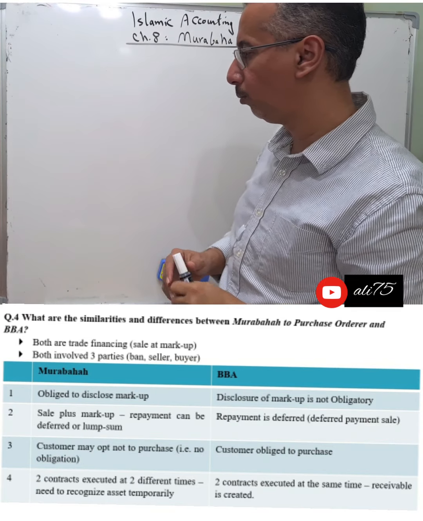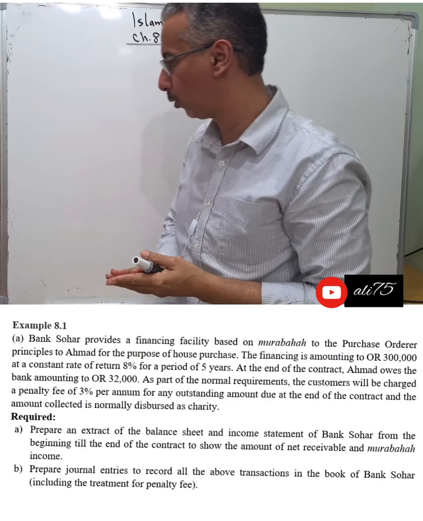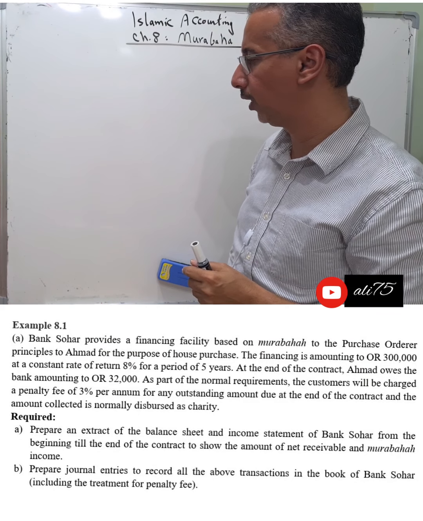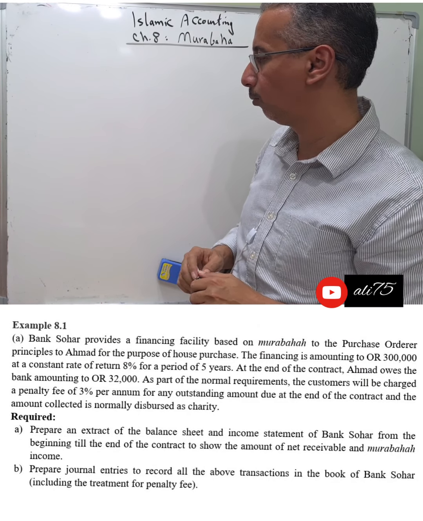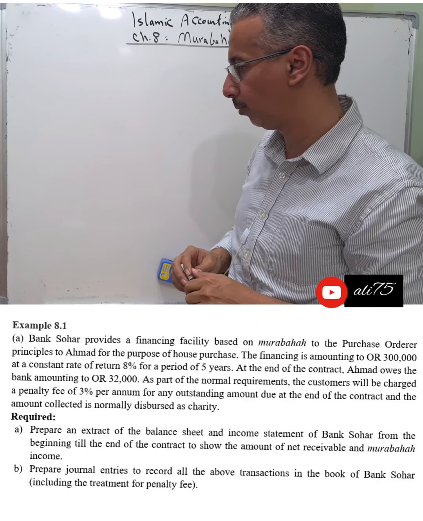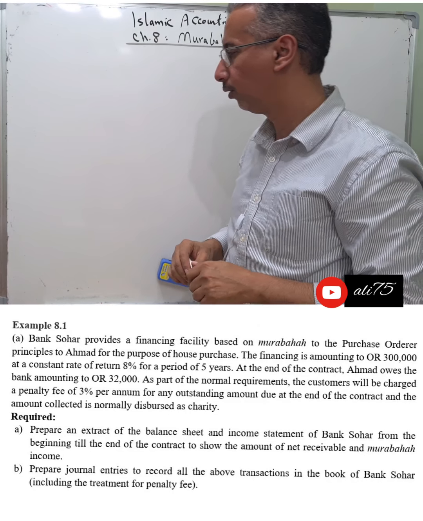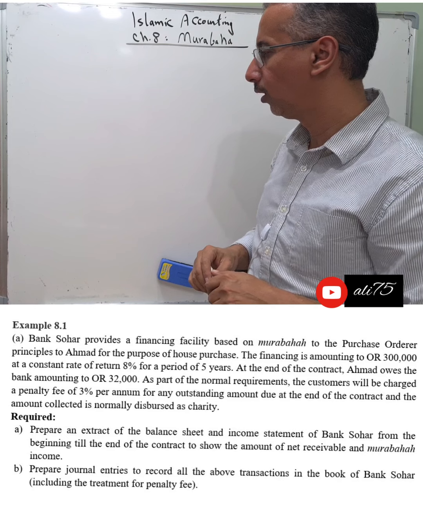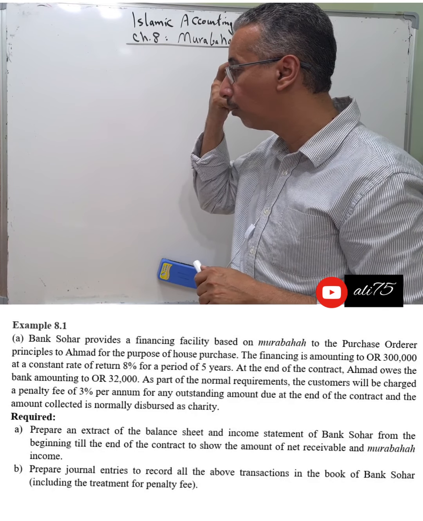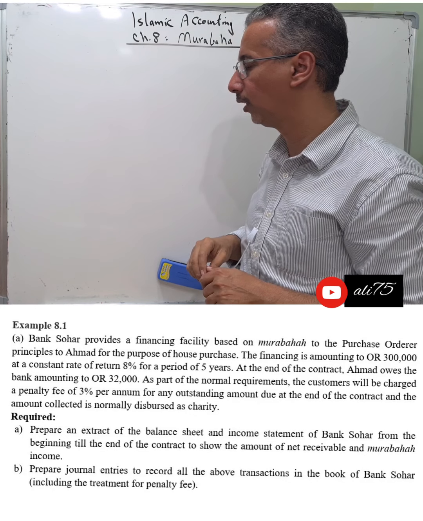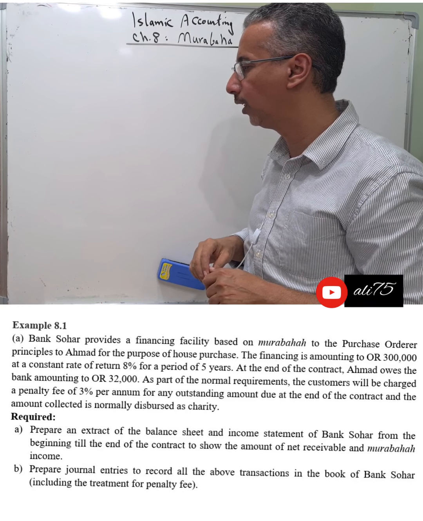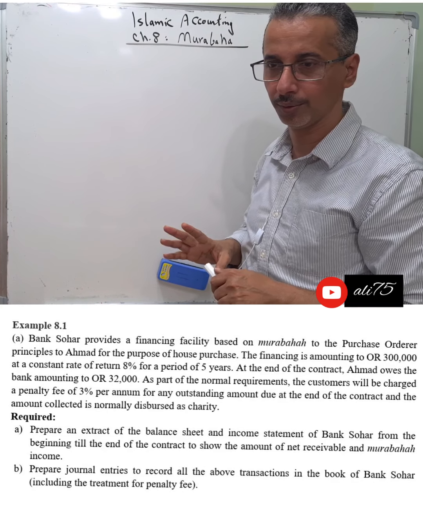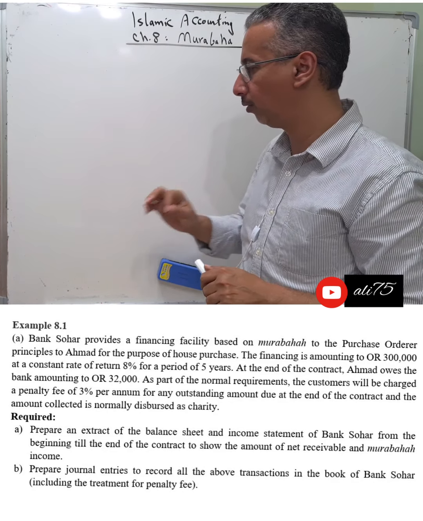Going to example number 1. Bank Suhar provides a finance facility based on Murabaha to the purchase order principal to Ahmed for purchasing a house. The financing amount is 300,000 at a constant rate of return of 8% for a period of 5 years. So these are the three main pieces of information.